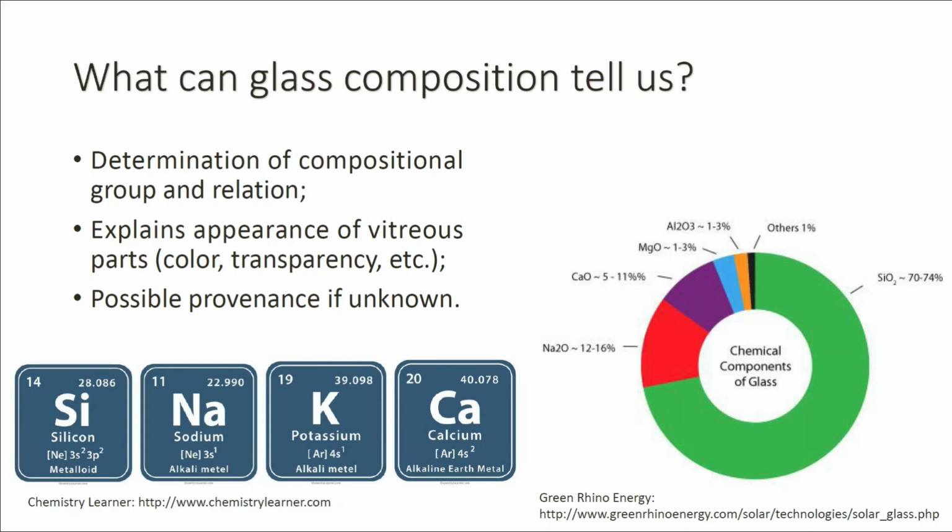Glass composition hides the answers to many questions. We can relate chemically close glasses on different levels. We get to know what raw materials were used in glass production. We get to know why it appears like that. All above considered, we get to know probable provenance.